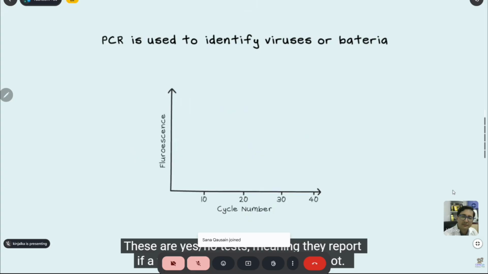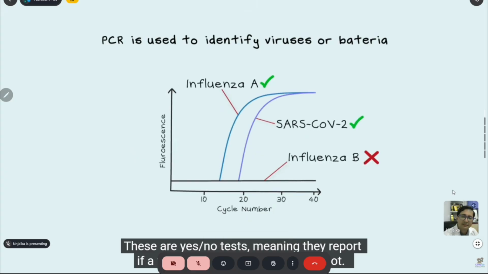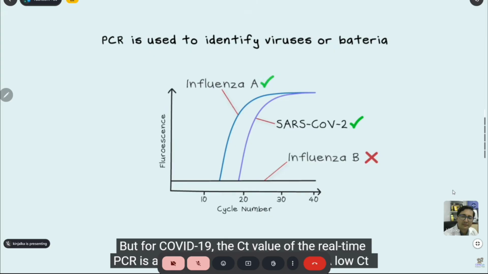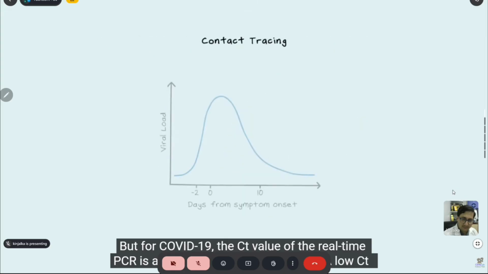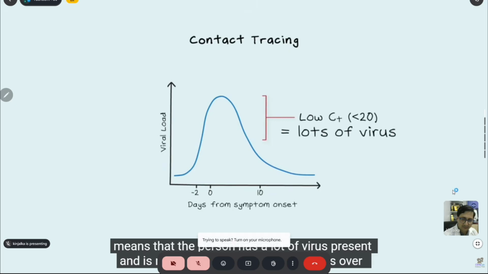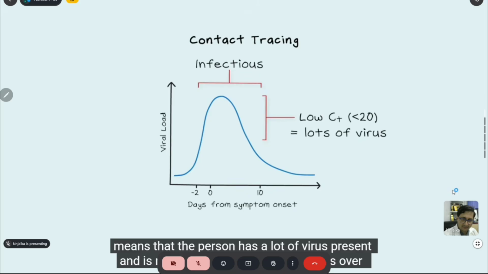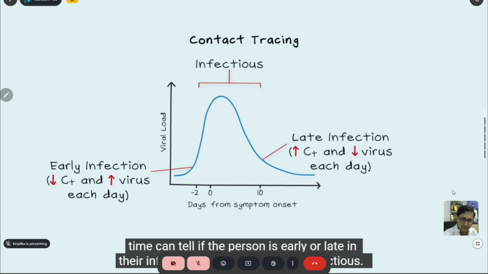These are yes-no tests, meaning they report if a virus or bacteria is detected or not. But for COVID-19, the CT value of the real-time PCR is also helpful for contact tracing. A low CT means that the person has a lot of virus present and is more likely to be infectious. Tests over time can tell if the person is early or late in their infection and when they were infectious.